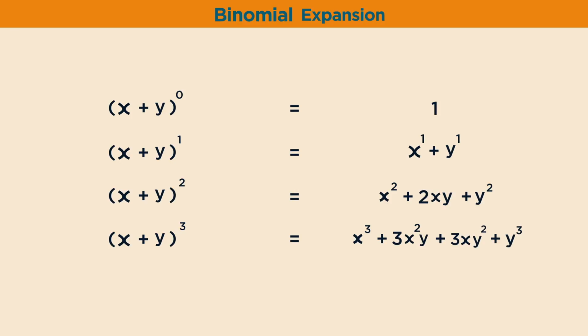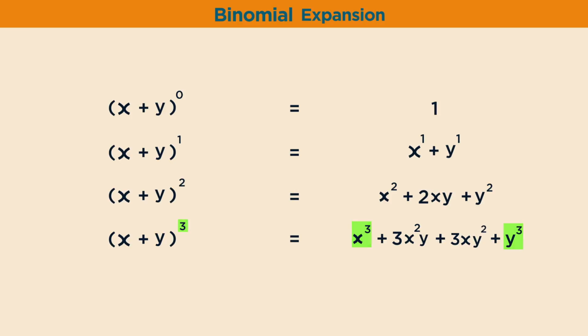Firstly, what do you notice about the powers of x and y in the first and last terms of these expansions? Well, when the power is 1, the first term is x to the power of 1, and the last term is y to the power of 1. Similarly, when the power is 2, the first term is x squared and the last term is y squared. And the same thing happens when the power is 3. So we are actually able to obtain the first and last terms quite easily.